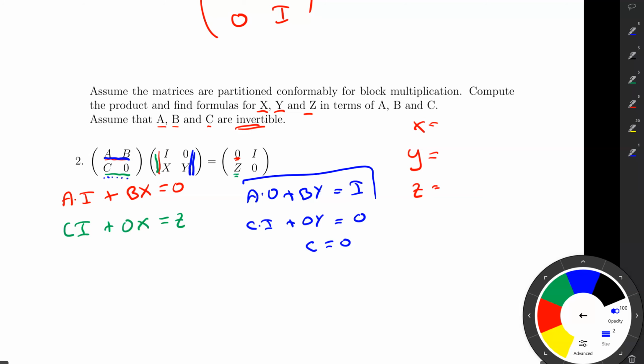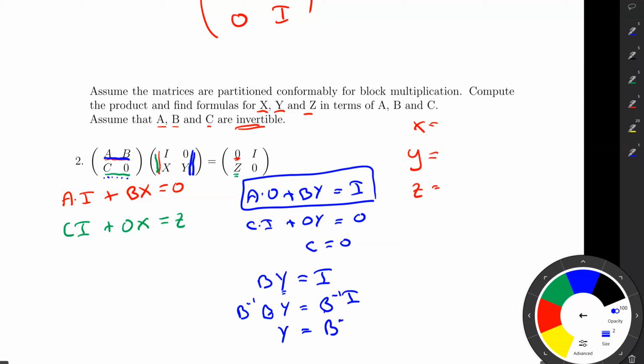Ooh, let's look at this one here. So let's bring it down here. So I have BY is equal to I, and remember what I'm solving for is Y. I've got B here, but I know B is invertible. So let's multiply both sides on the left by B inverse, so that Y gives me B inverse. All right, so I got B inverse for Y. Check, got one of them.